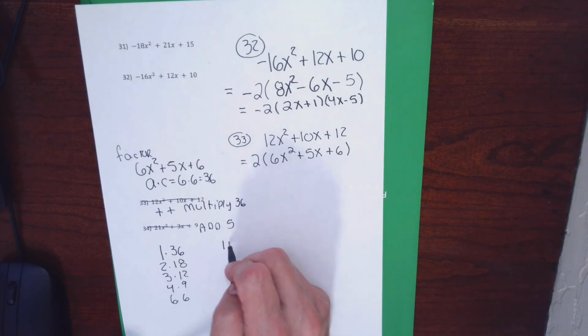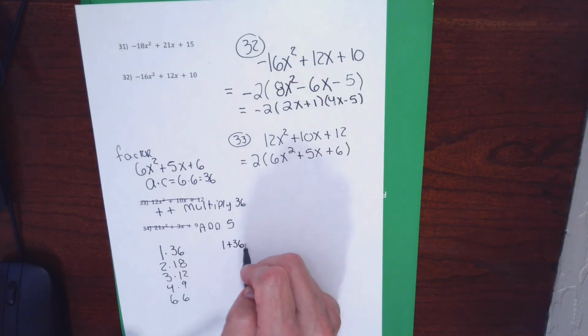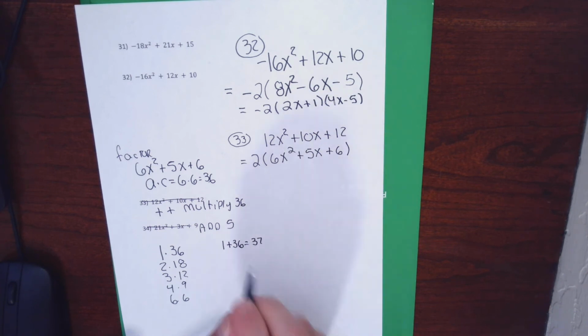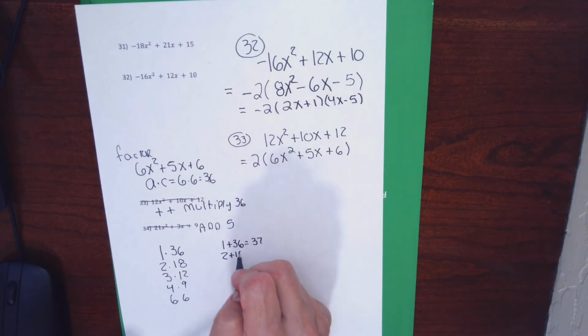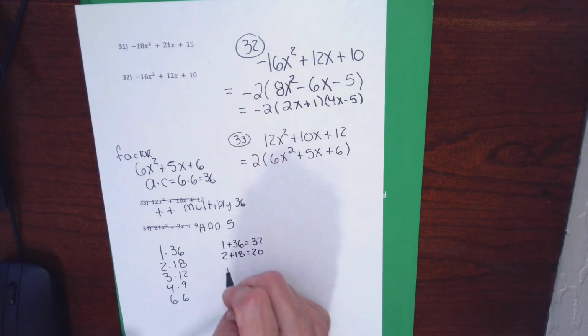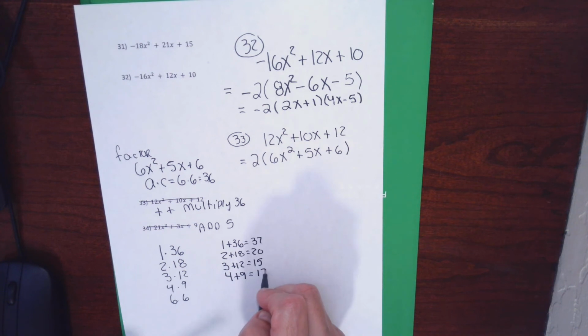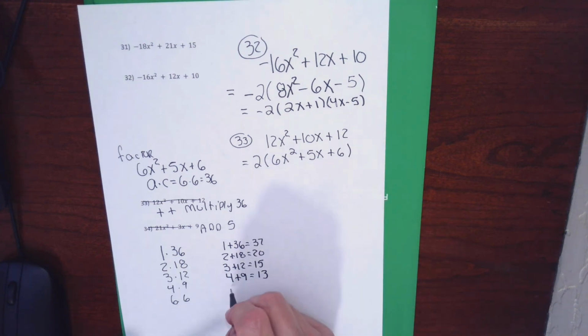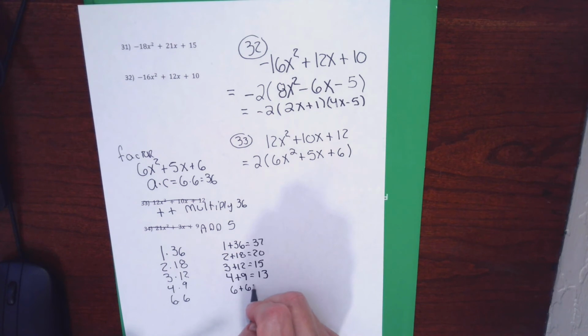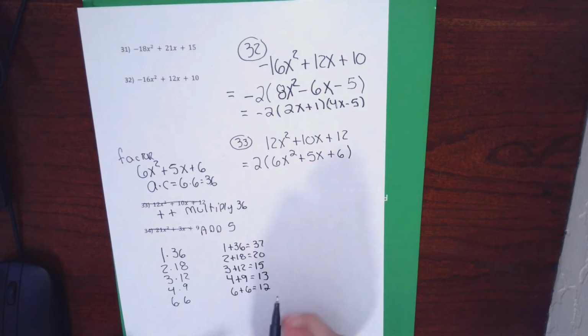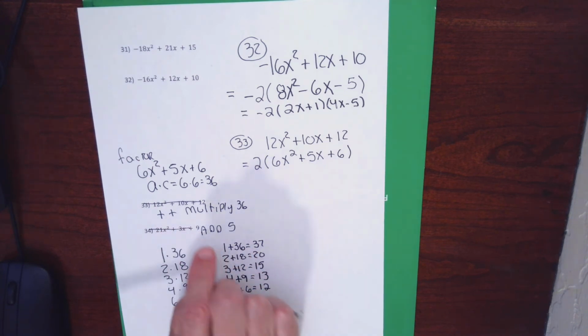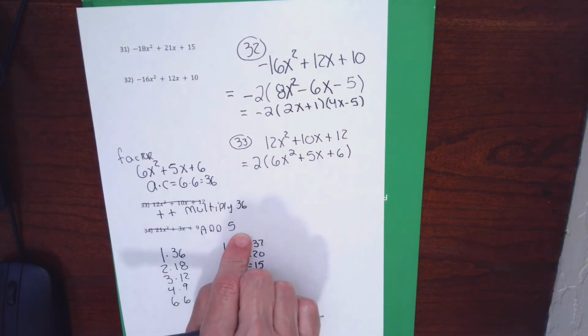Now let me add each of these. I'll add 1 and 36 and get 37. I'll add 2 and 18 and get 20. I'll add 3 and 12 and get 15. If I was allowed to subtract, 4 and 9 would be interesting, but I have to add them, and 4 and 9 add to 13, and 6 and 6 add to 12. There isn't a pair of numbers that are all three: double positive, multiply to 36, and add to 5.